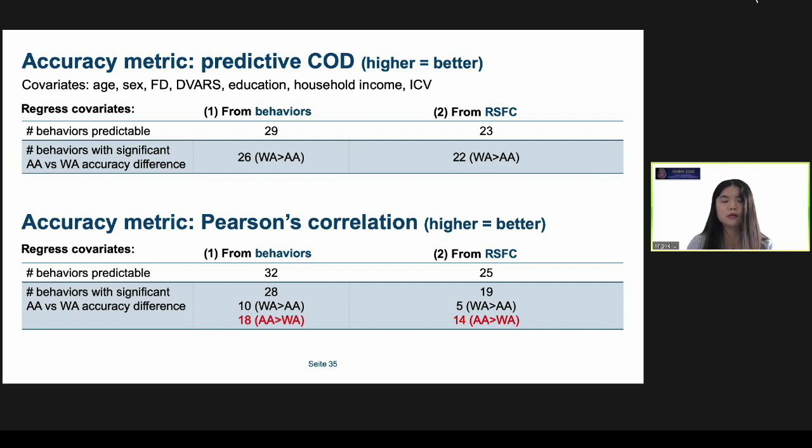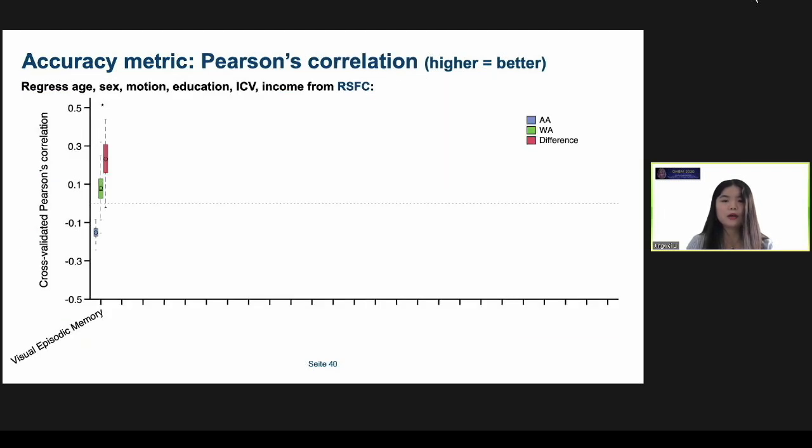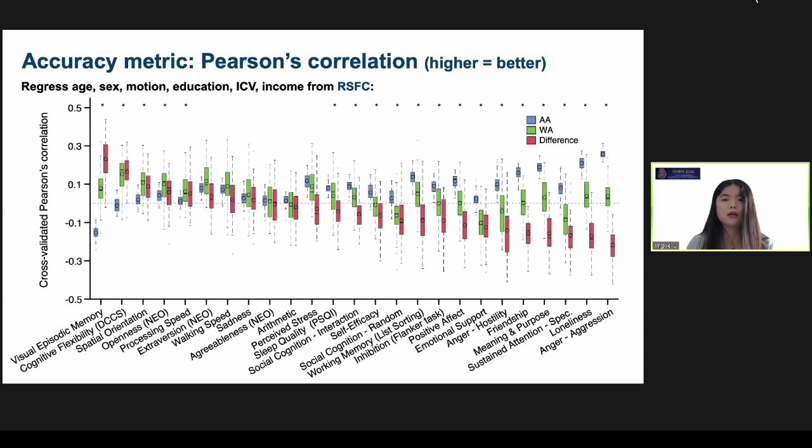white Americans. In this figure, I will show you the correlation accuracy for each individual behavior. Blue represents African Americans, green corresponds to white Americans, and red is green minus blue. The star means the difference is significant with permutation test after FDR correction. The behaviors are sorted by the difference between the 2 groups. Behaviors on the left had higher correlation in white Americans, and behaviors on the right had higher correlation in African Americans.